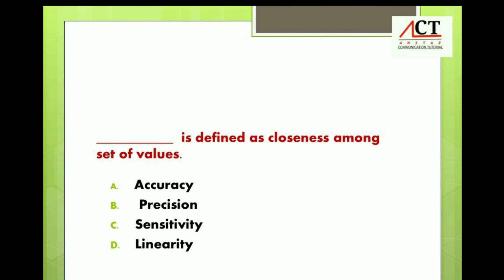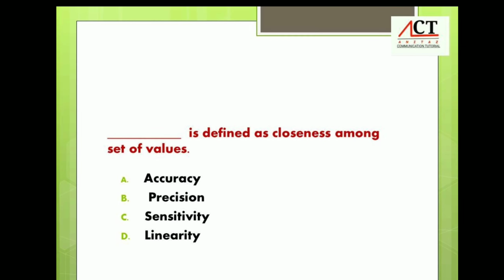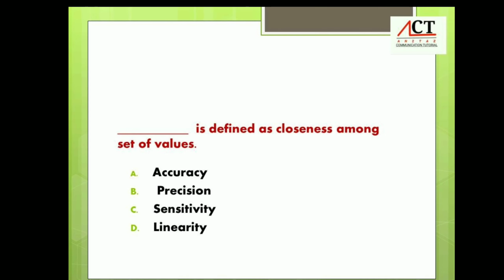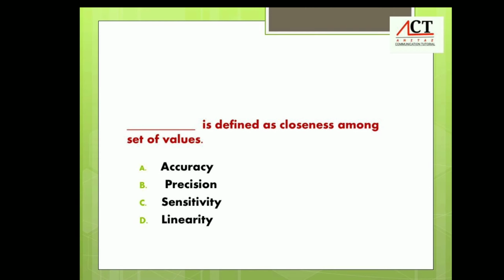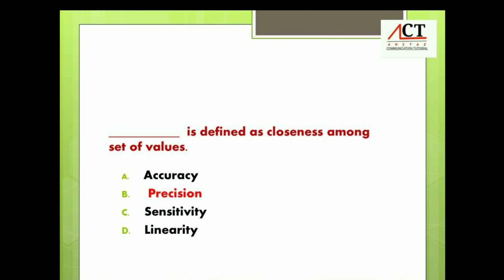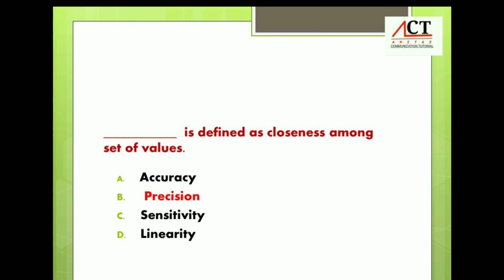Next question is, dash is defined as closeness among a set of values: A, accuracy, B, precision, C, sensitivity, and D, linearity. Correct answer is option B, that is precision.